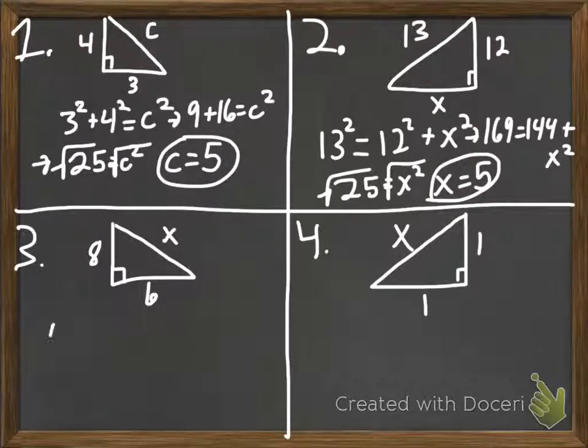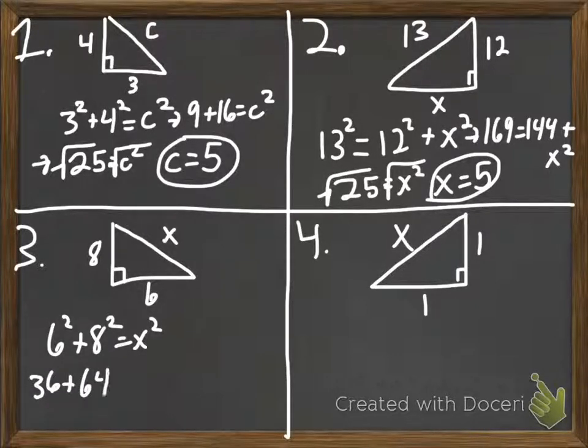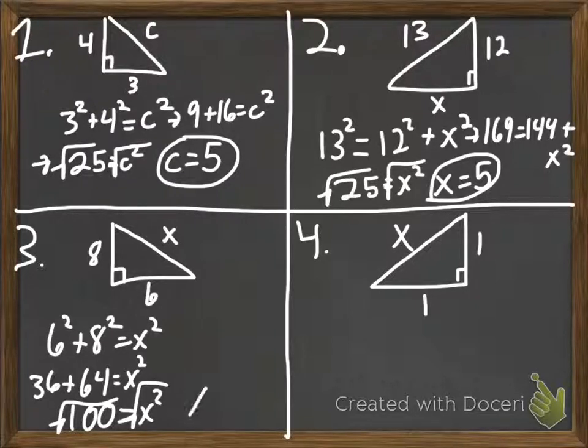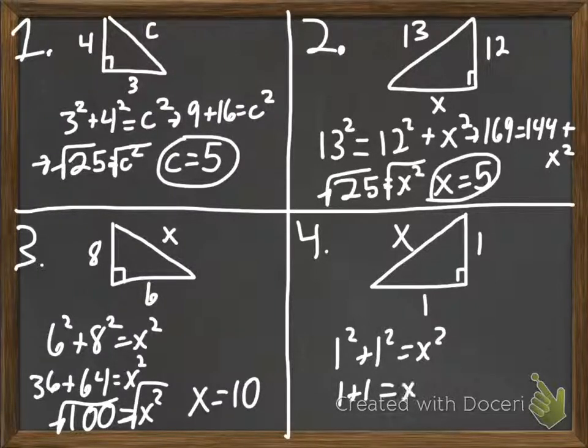Number 3, we're going to have 6 squared plus 8 squared equals x squared, which gives us 36 plus 64 equals x squared. 36 plus 64 is 100. And the square root of 100 is 10. So x equals 10. Final one, number 4. 1 squared plus 1 squared equals x squared. So it's 1 plus 1 equals x squared. So 2 equals x squared. And we can't take the square root of 2, so our answer is just x equals square root 2.